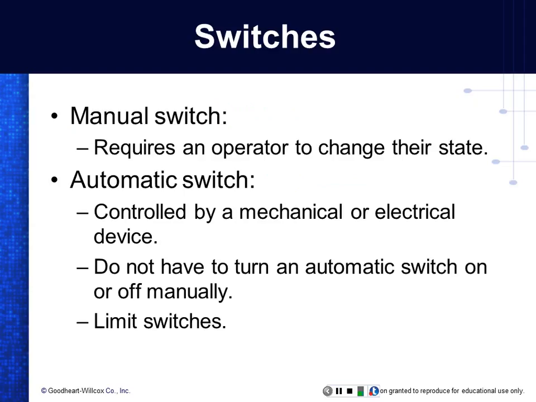We have manual switches and automatic switches. A manual switch means that I am a person and I manually reach out there and do it. An automatic switch is an electrical or electronic device. Depending on what kind of system we have, it could be an air device or anything else, but basically it's controlled by the system. So that switch would be activated by something else.